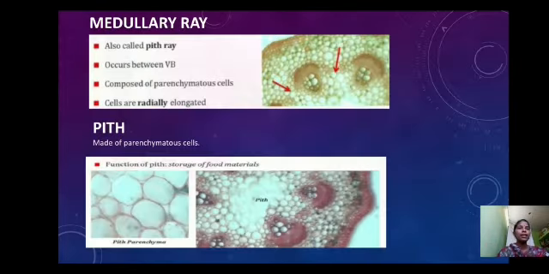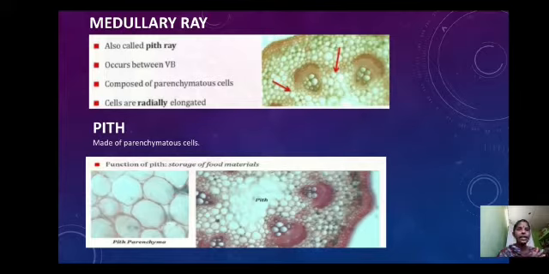The next is medullary ray. In between the vascular bundles there is a ray present between all the vascular bundles. So that is called the medullary ray. This medullary ray is also called pith ray. It is composed of parenchymatous cells and the cells are radially elongated.